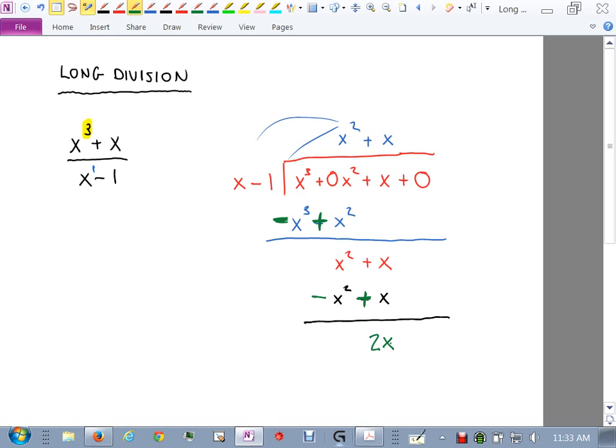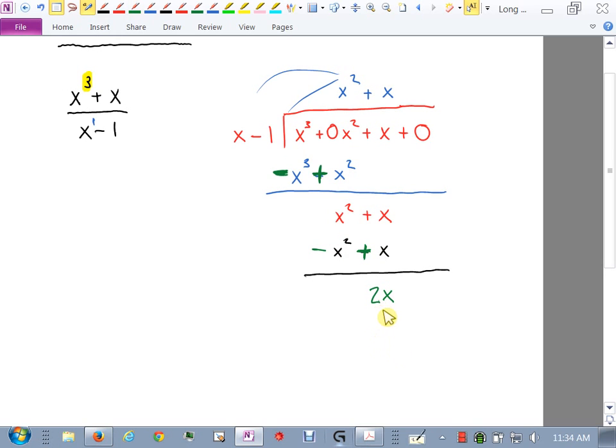When do I stop? When the power of this is less than the power of this. And right now they're the same, so I can keep going. What do I multiply x by to get x? A 1. So I put 1 there, distribute again, so I get x minus 1, come through, change the signs. Add down, I get 1. So now I stop, right? This is my remainder. So what we do is we come back up here and we put plus the remainder over the divisor. There.